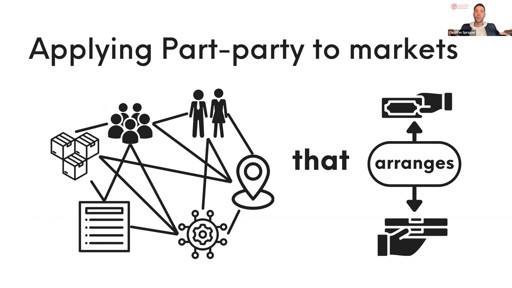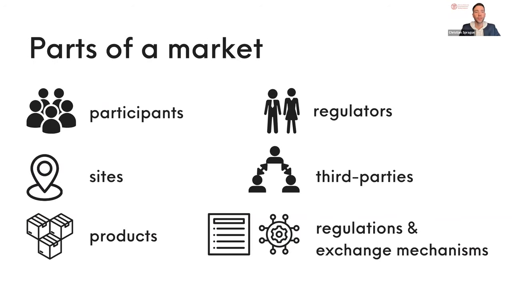Let's start breaking down the market into its parts and its relationships, and then understand how it creates a whole system. So what are the parts of a market? Well, we briefly touched on it on that distinguishing perspectives slide. We have participants, right? Buyers and sellers. We have regulators, the people that are creating the regulations and or exchange mechanism. We have third parties. We deal with these all the time, brokerages, intermediaries. We have sites, which can be digital or physical websites, right? Amazon is a well-known site for the purpose of transaction, commercial exchange.